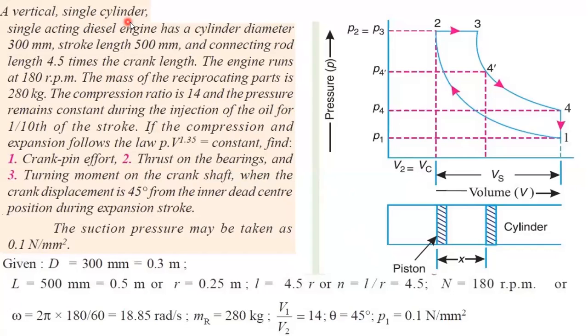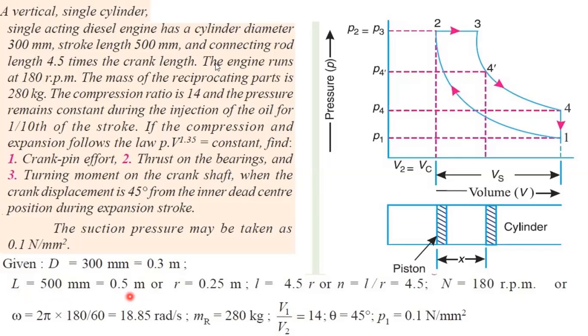A vertical single cylinder single acting diesel engine has a cylinder diameter of 300 mm. So D is equal to 300 mm, convert into meter. The stroke length is 500 mm. So capital L is the stroke length. They have given 500 mm, and convert into meter.